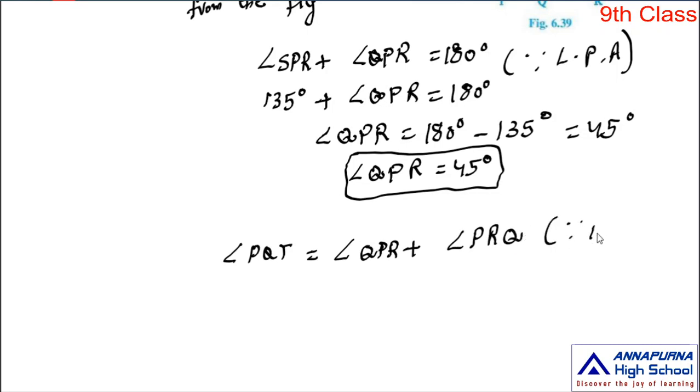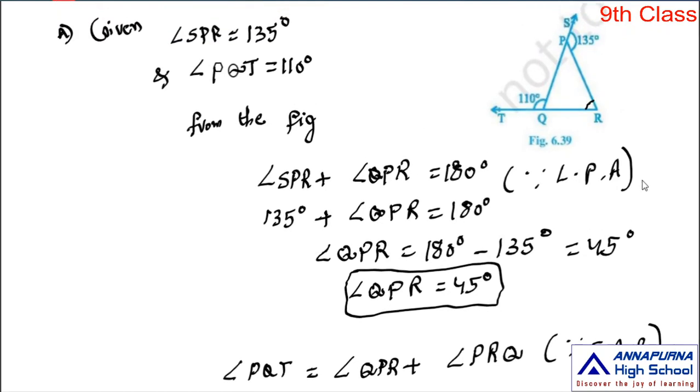Since exterior angle property, EAP means exterior angle property, angle PQT is an exterior angle, is equal to angle QPR plus angle PRQ.